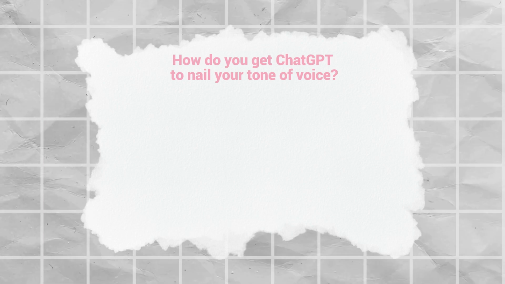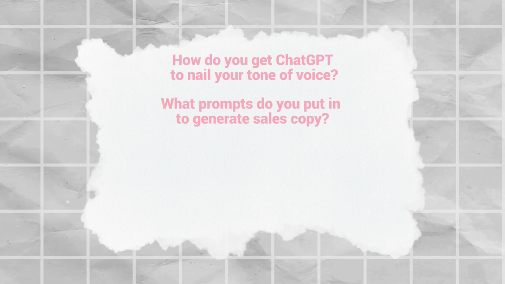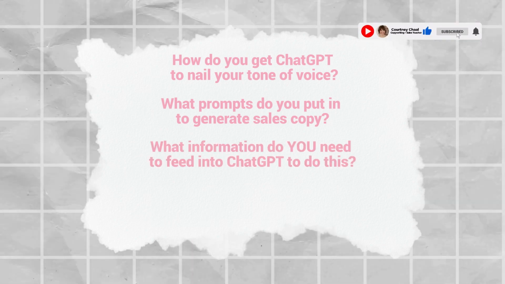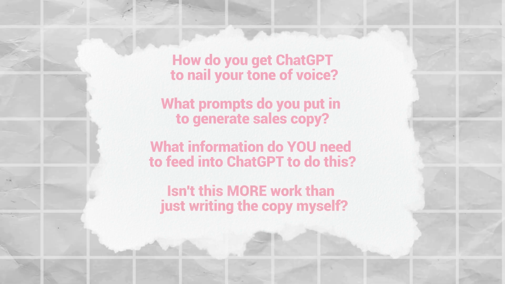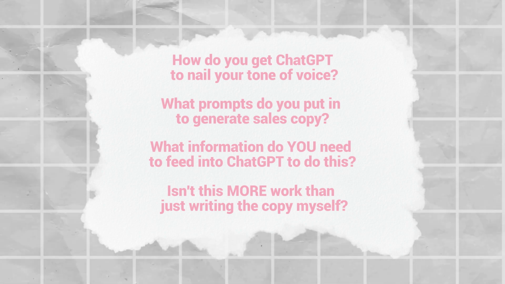In this video, I'm going to be answering the following questions, so stick with me. How do you get ChatGPT to nail your tone of voice? What prompts do you put in to generate sales copy? What information do you even need to feed into ChatGPT so that it can create sales copy for you? And is this actually easier and faster, or is it just better to do it yourself?